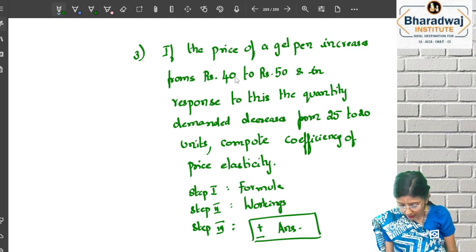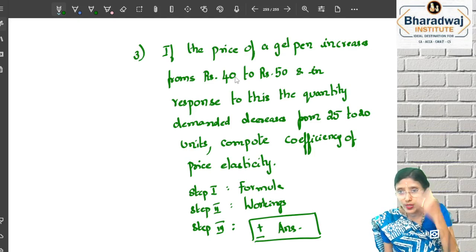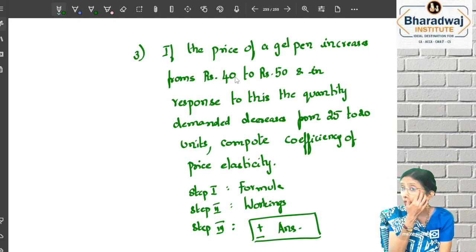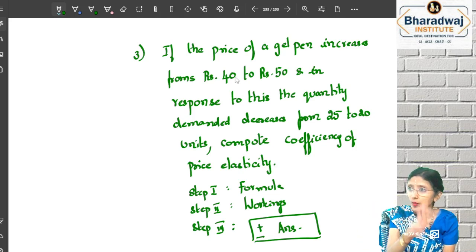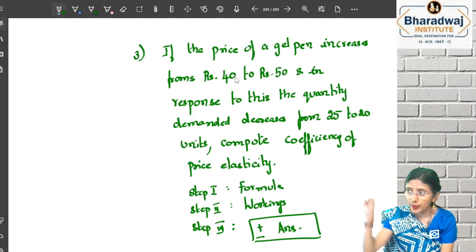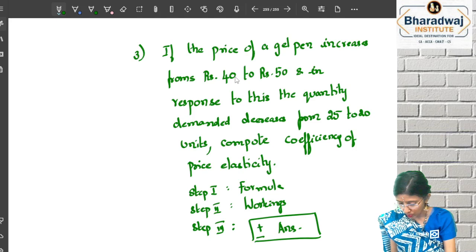Now do this one. This is a stereotype, standard question. Do you remember we said for sums, particularly the arc method and the percentage method? For the arc method, they will say using arc method. Otherwise, follow the percentage method. Generally the point method, they will just give you. I will show you also a thing on that. You can find that out.